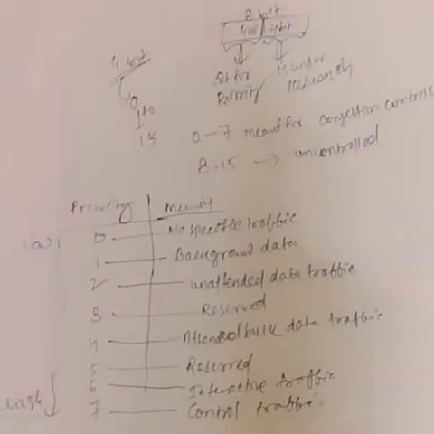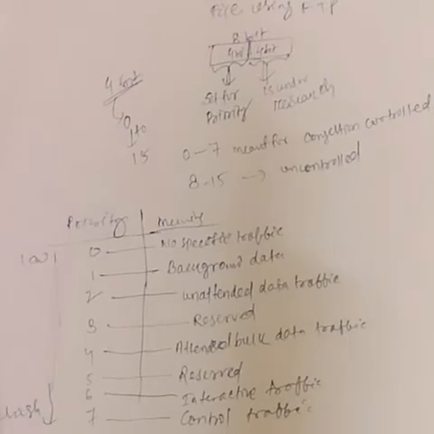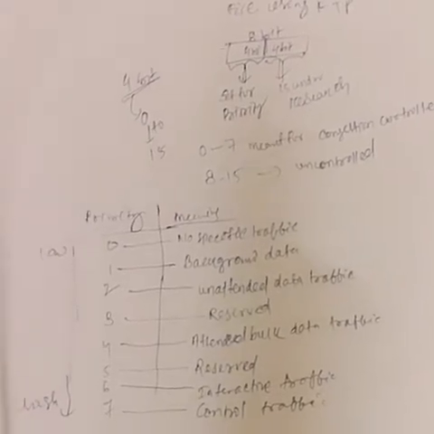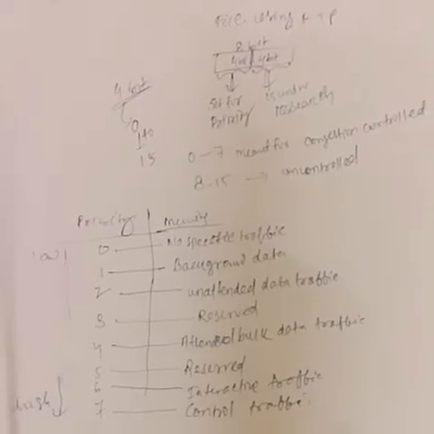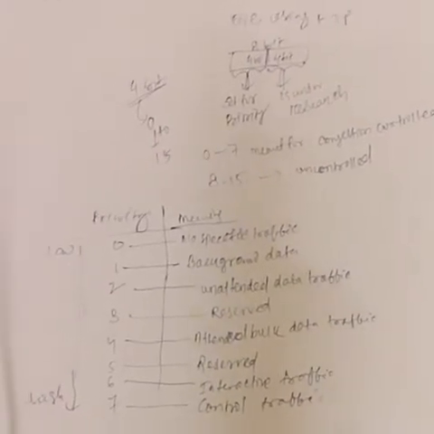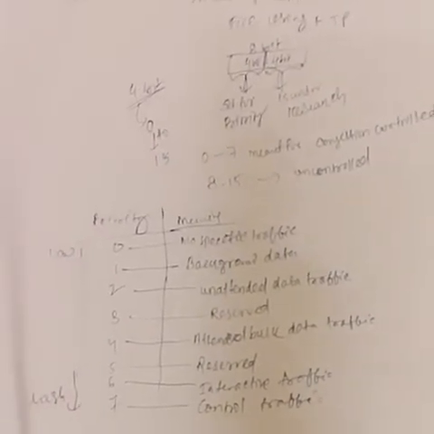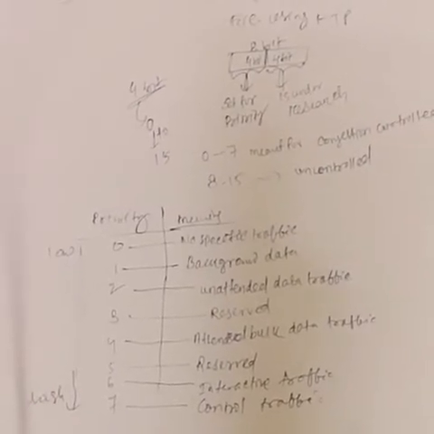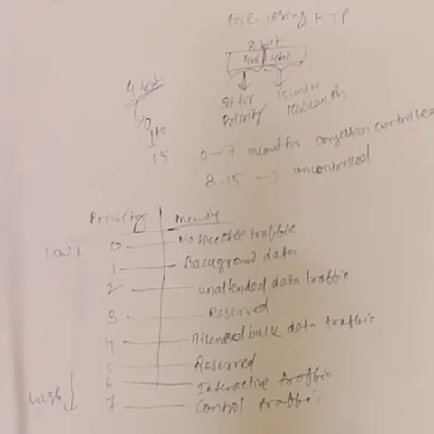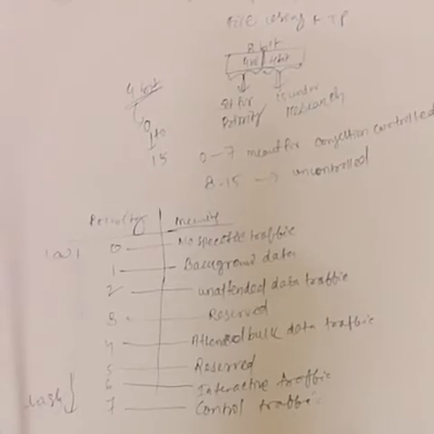Next is reserved. We should not discuss this reserved field because it is meant for future use. Right? Next is attended bulk data traffic, whose priority value is 4.